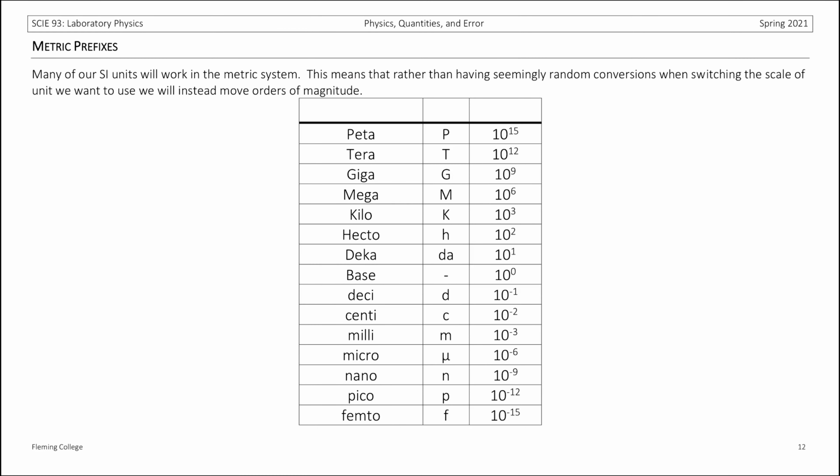Now, many of the values we're going to work with fall in the metric system. This means that rather than having seemingly random conversions like the imperial system, when we switch the scale of our unit, we'll move some order of magnitude, and that just means some multiple of 10. When we look at any metric relationship, we'll have a prefix, which is just a little collection of letters that goes ahead of the unit and that we read out. And each prefix has an associated symbol, and these all represent an order of magnitude.